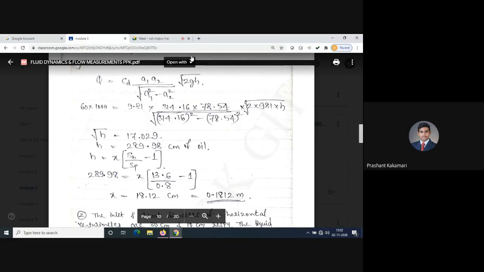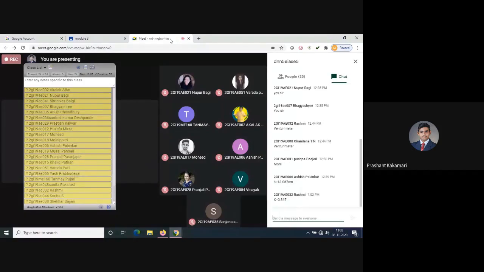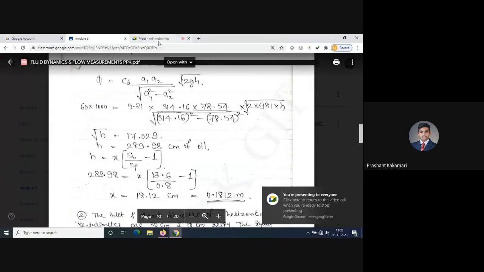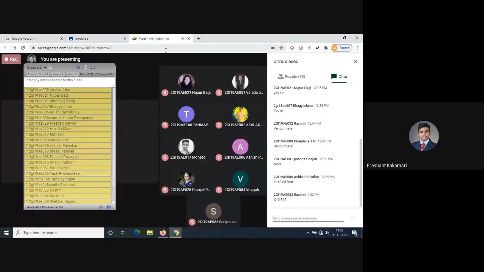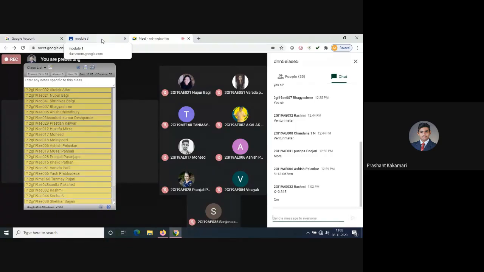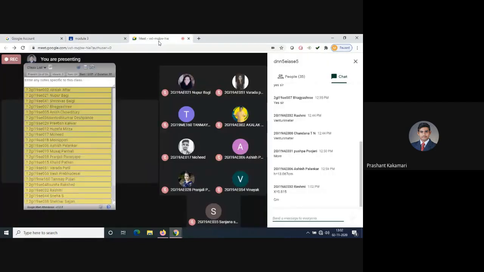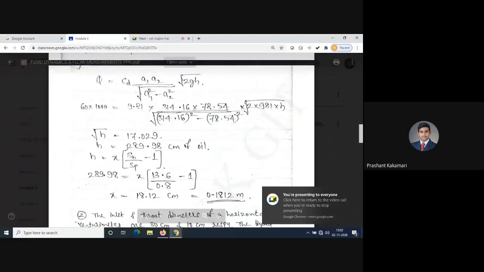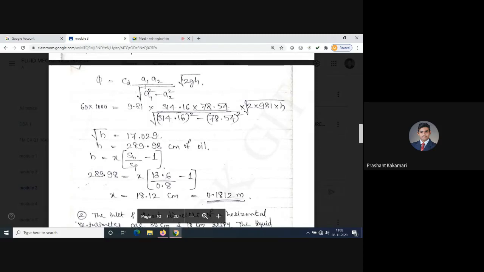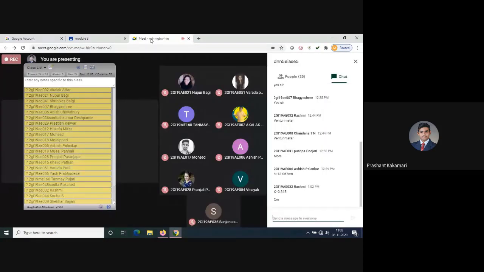What is the X value? 0.815. 0.815 meters, no? Centimeters, okay. See, all of you make corrections. The H value is coming around 13.067 centimeters here, the head of oil flowing in the pipe, 13 point something. And the deflection in the mercury manometer after correct calculations is 0.815 centimeters. So these are the correct values.